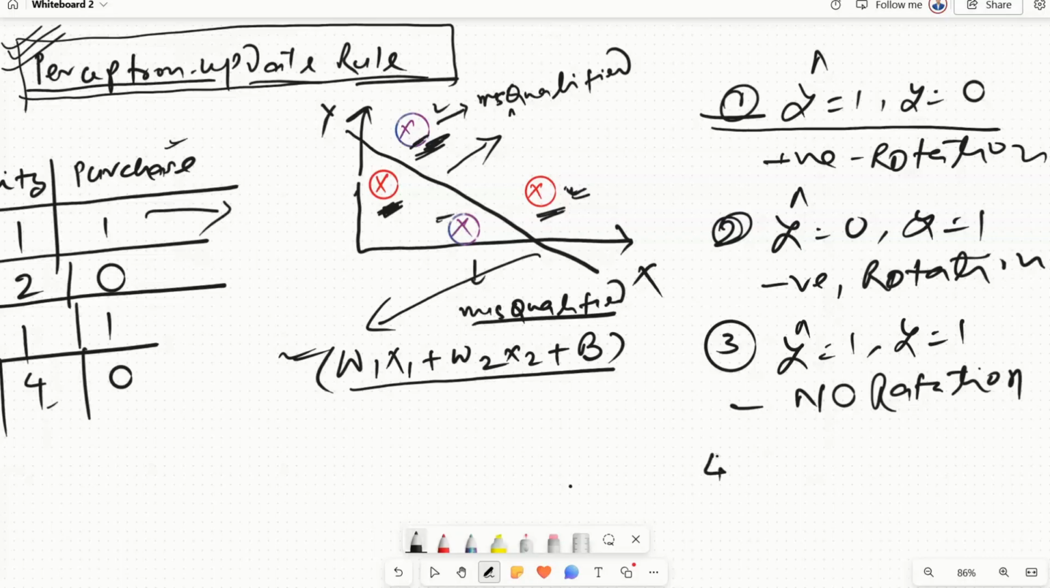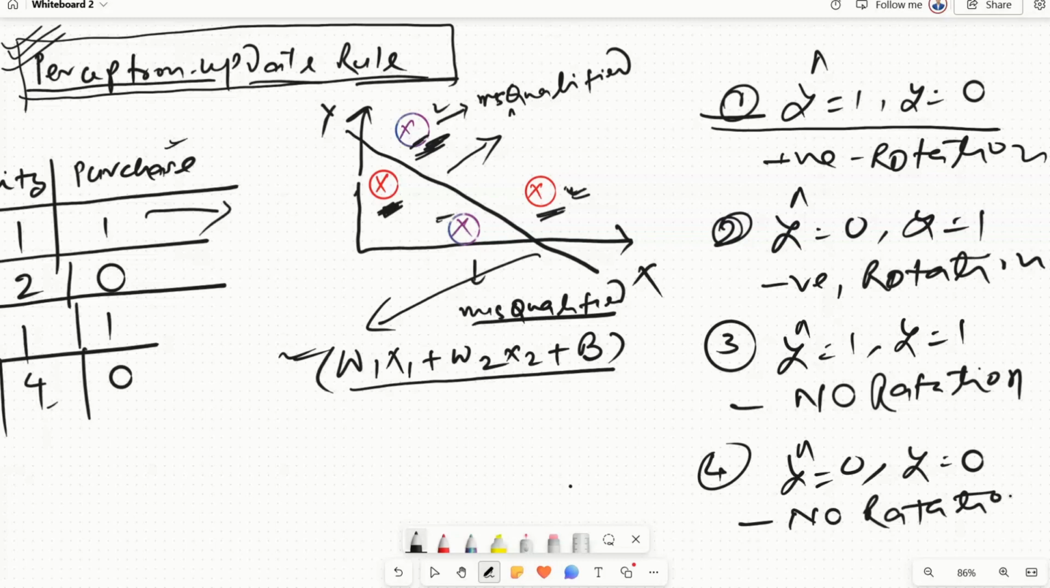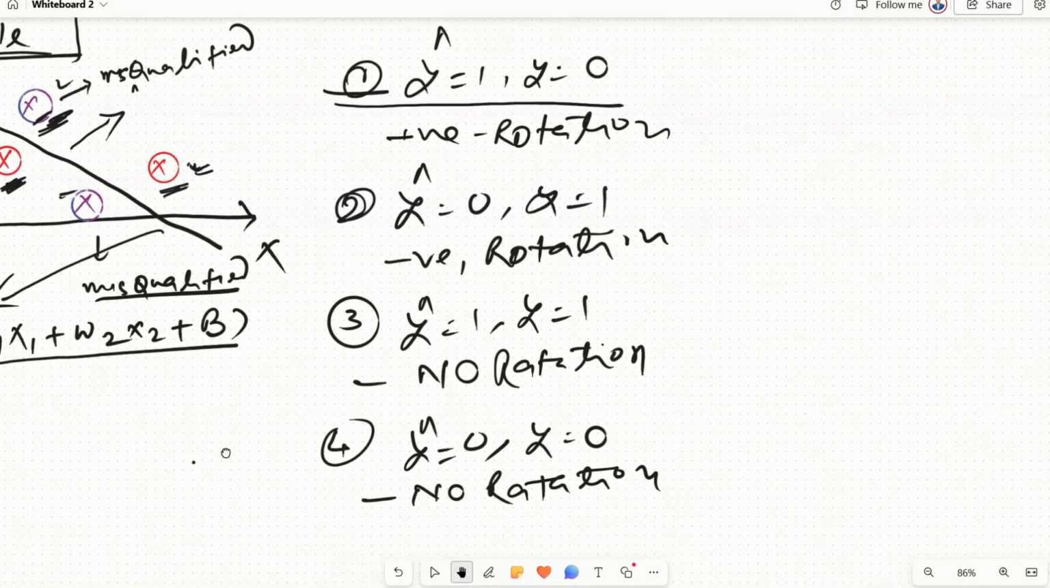Case number 4, for this point. My y predict is saying no purchase happens, and actually also no purchase happens. So again, no rotation will happen. Okay, so this is the basic concept of perceptron training graphically. I hope I have already covered these things. These are the 4 important cases showing how the line rotation will happen depending upon these 4 cases.